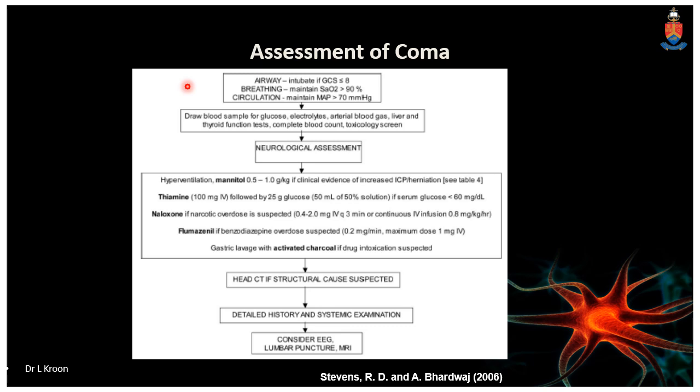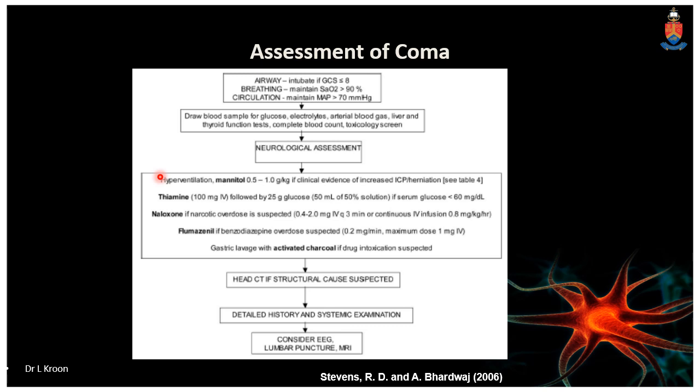You're also going to do initial blood samples for glucose, electrolytes, arterial blood gas, liver function tests, thyroid tests, as well as a full blood count and toxicology screen. Then you'll do your neurological examination. You'll try to localize the lesion. And then if you suspect that there's an increase in intracranial pressure, you have several options. You can do hyperventilation, you can use mannitol, or you can use hypertonic saline.